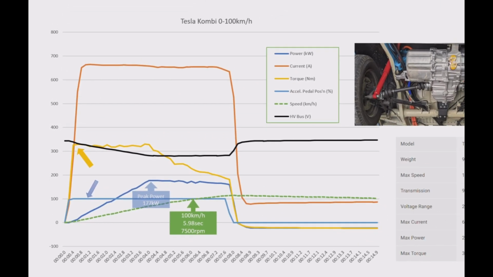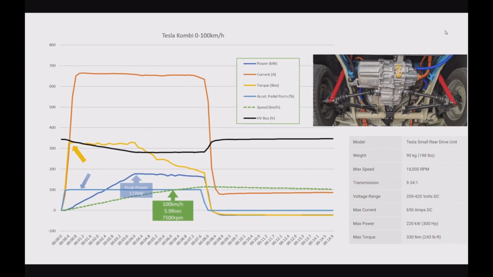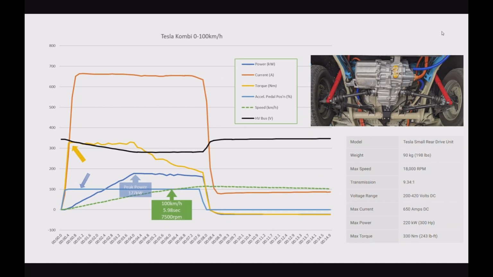Now we get about 177 kilowatts, which is what we saw on the power gauge on the dash as well. Now why aren't we getting the 220 kilowatts maximum power out of the SDU? Well, the peak power is calculated by the product of current, which is the red line. We're hitting the 650 amps from the Tesla battery modules multiplied by the voltage. And the voltage range for this setup is 350 volts maximum.